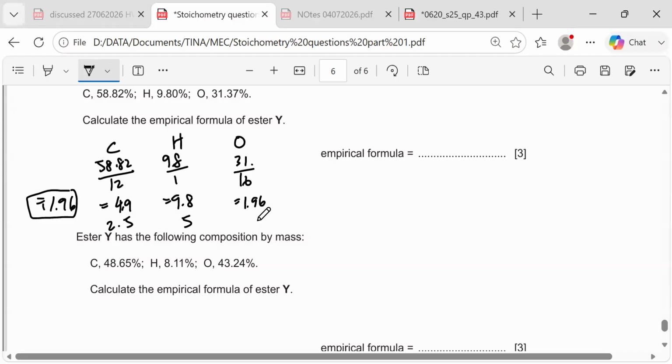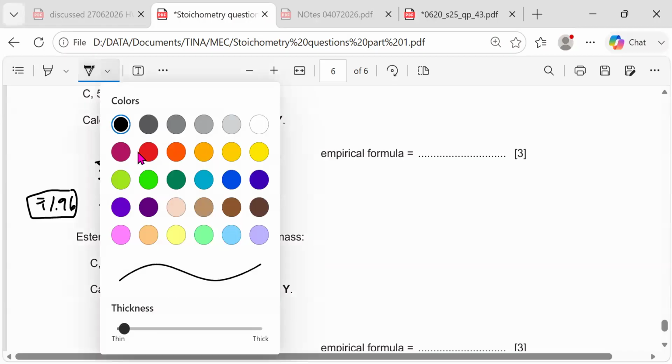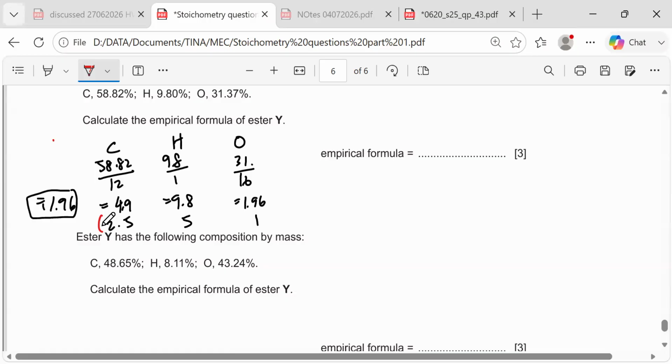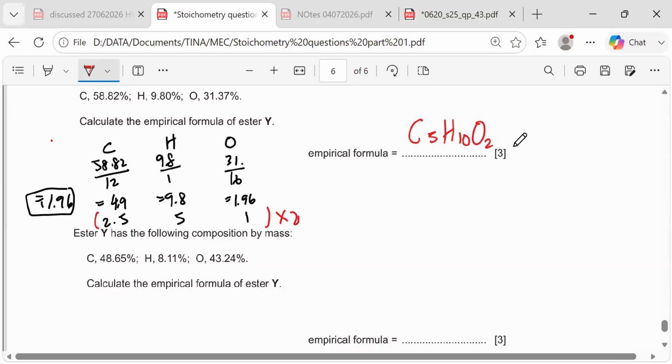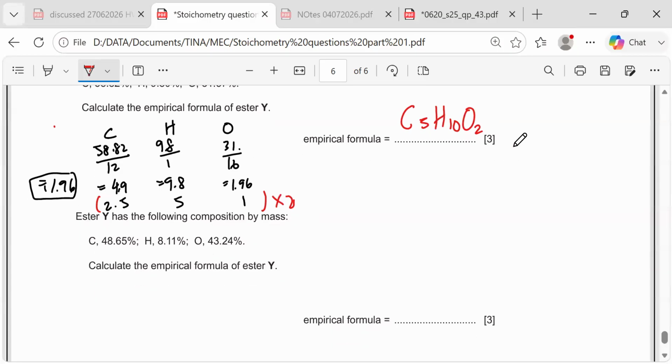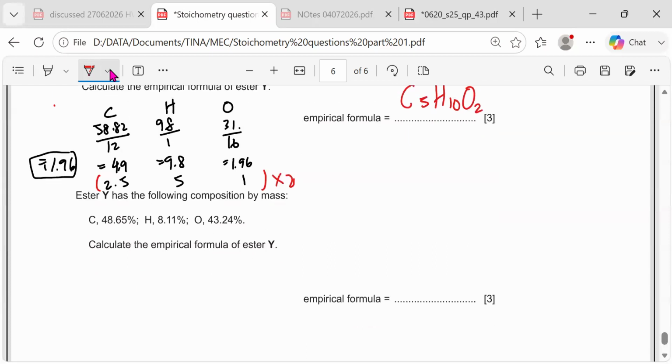I taught you last week, literally last week. When you get 0.5, what must you do? Times 2. So you get C5H10O2. Got it? Okay, so this is the empirical formula. Same concept here.